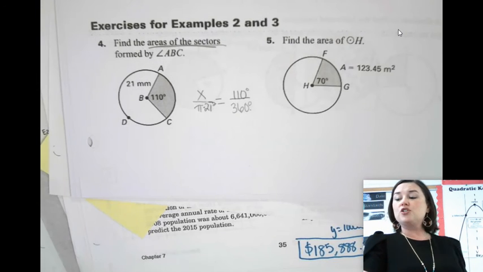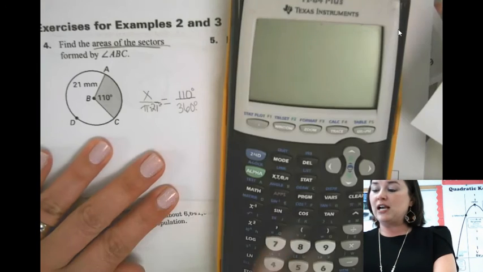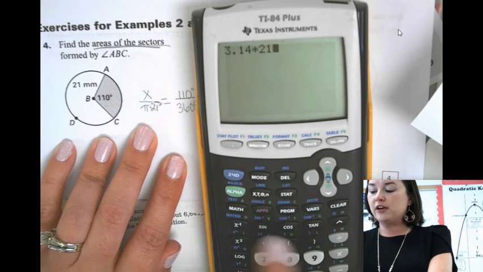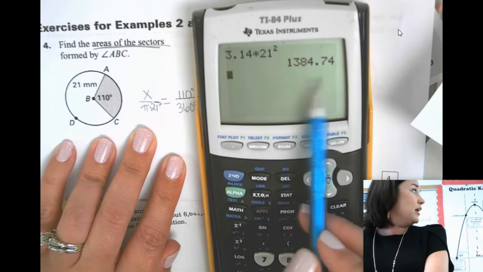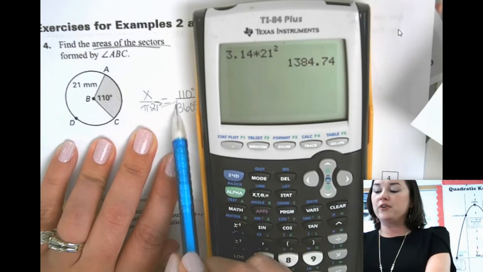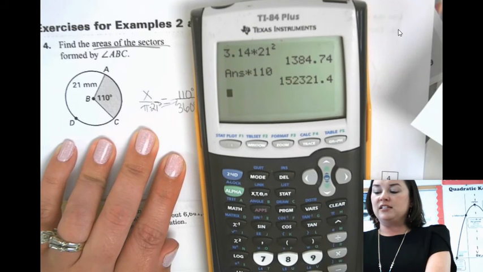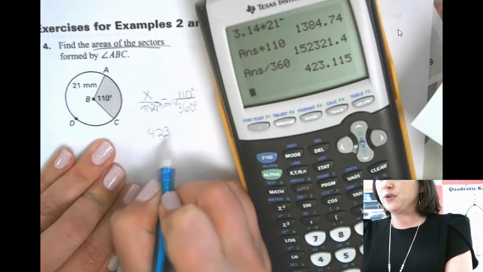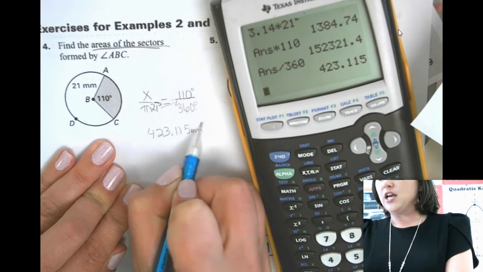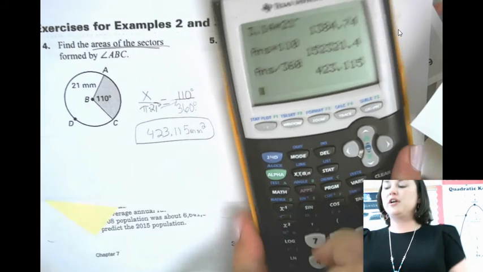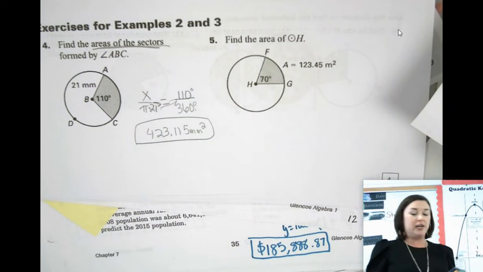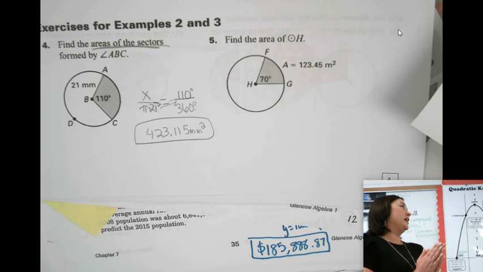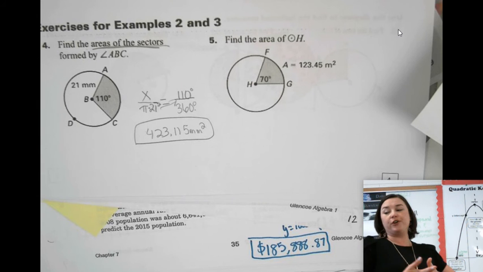Okay? So I would use my calculator, and to save time, I'm going to use this one instead of pulling out Desmos. I do 3.14 times 21 squared. And that's this number right here. And then I cross multiply that with 110 and divide that by 360. And I would get 423.115 millimeters squared. And please put the millimeters squared behind it because I want to make sure that we are aware that units are in area, they're square units.